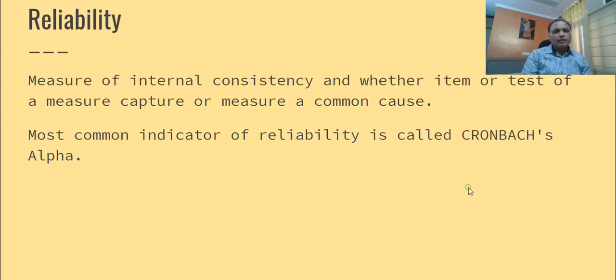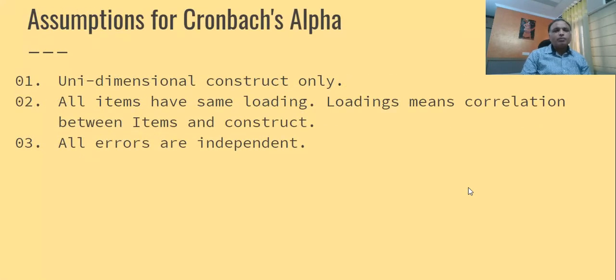I hope things are clear to you. I request you to please note down all the questions. Assumptions for Cronbach alpha. First, a unidimensional construct only. Generally we cannot capture different dimensions, right? You need to focus on a particular dimension. So suppose you have taken one or two more dimensions in your research, please check Cronbach alpha for each and every dimension.